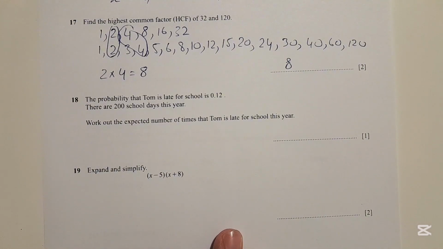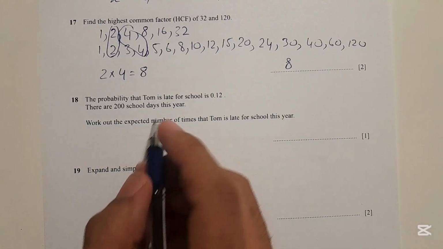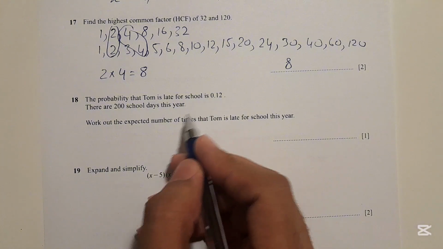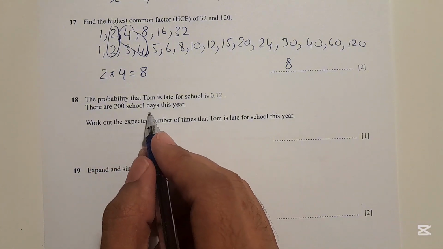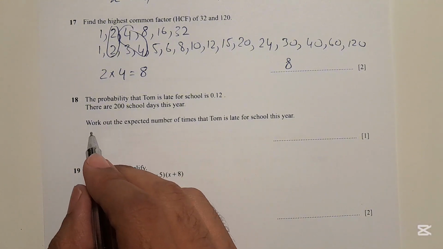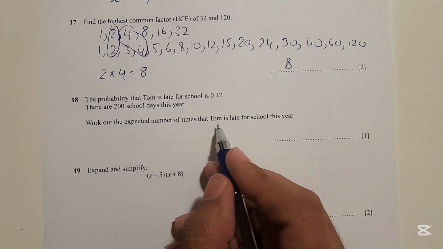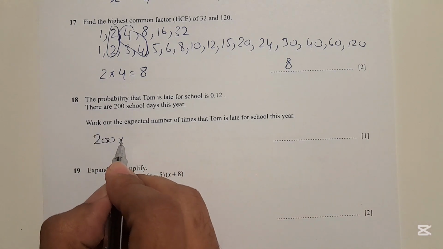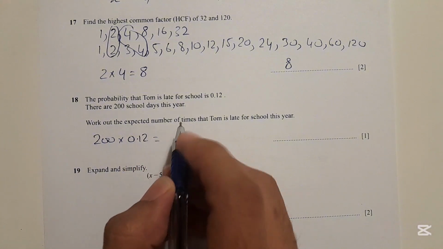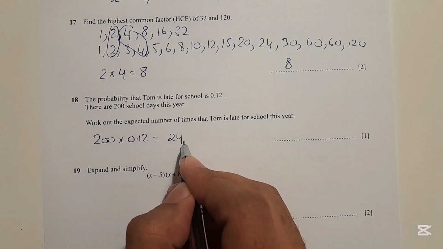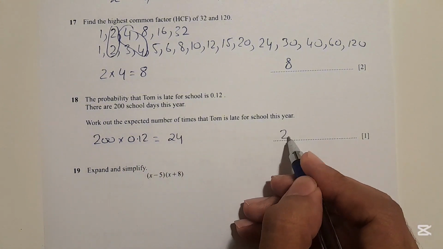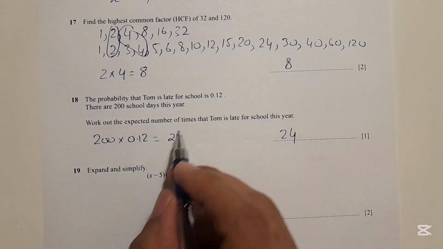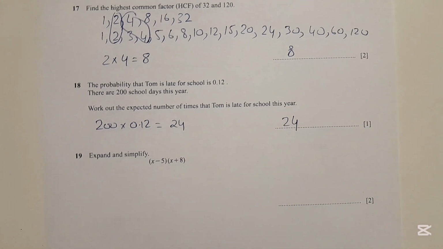Question 18 states the probability that Tom is late for school is 0.12. There are 200 school days this year. Work out the expected number of times that Tom is late for school this year. So 200 times 0.12, which will be 24 days. So 24 days Tom will be late for school this year.